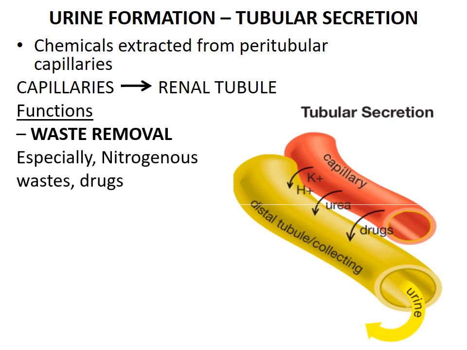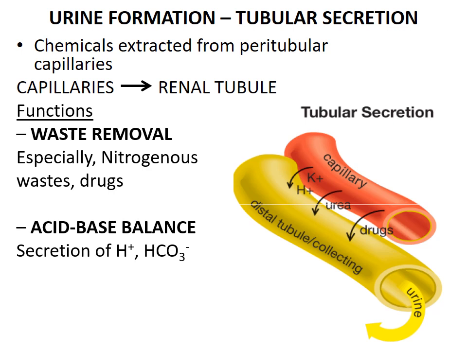Waste removal, especially the nitrogenous waste in larger amounts, can cause toxic effects to the cells. It has an important role in the acid-base balance. Secretion of ions and bicarbonates will provide for the acid-base balance of the body. Regulation of pH is very much essential.